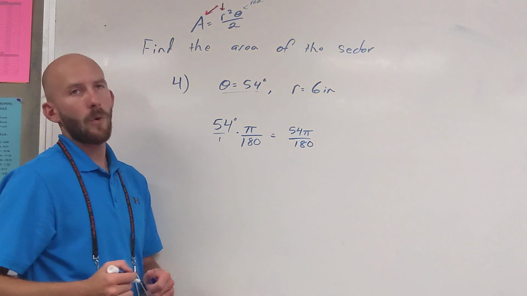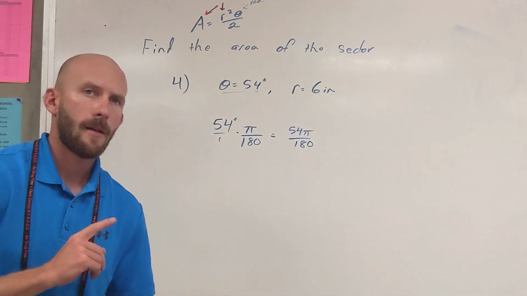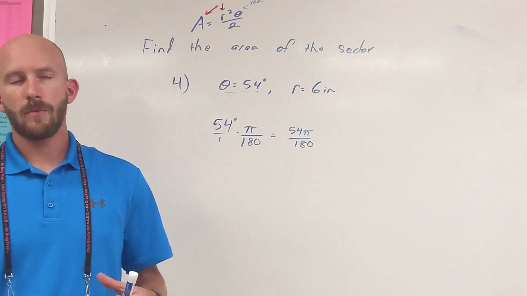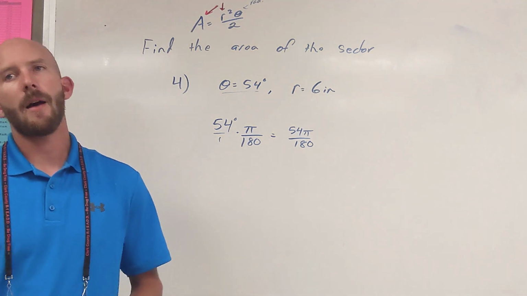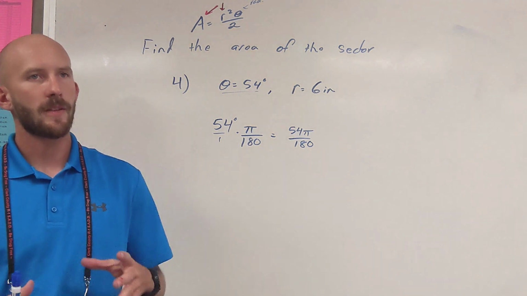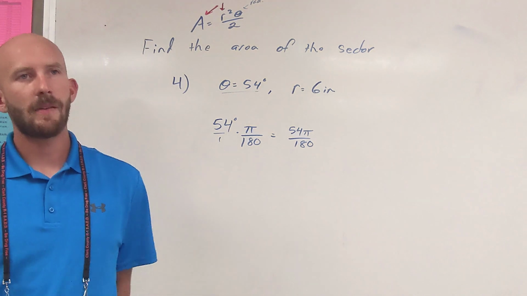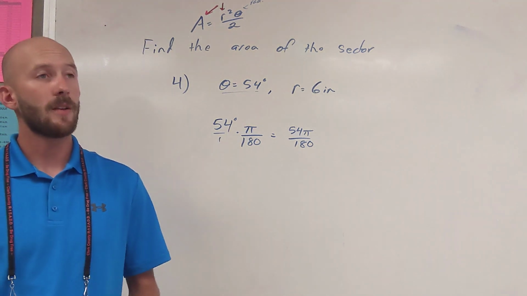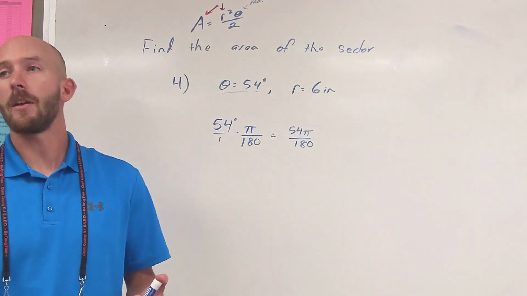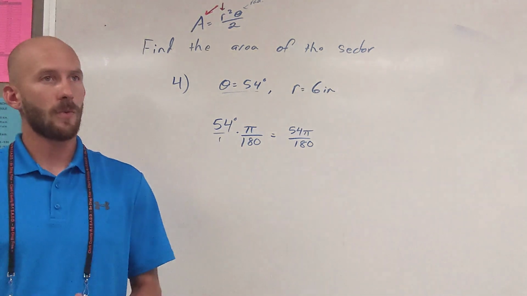Now, before we move on and go any further, if I'm looking for the area, let's say I'm wanting to pour a circular grain bin pad or something like that, is an answer like 54 pi over 180 square feet gonna make any sense? No. We're gonna change our final answer to a decimal. Not before that, but our final answer we're gonna convert to a decimal.